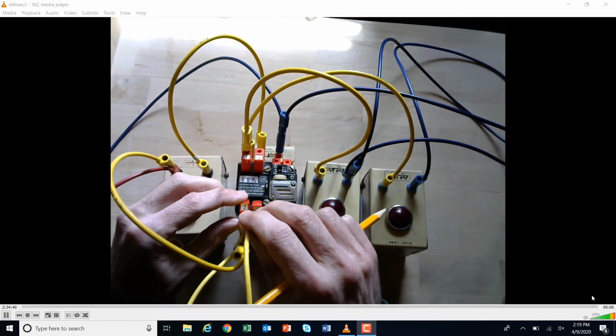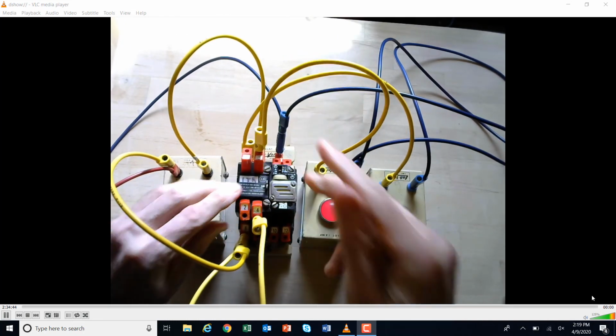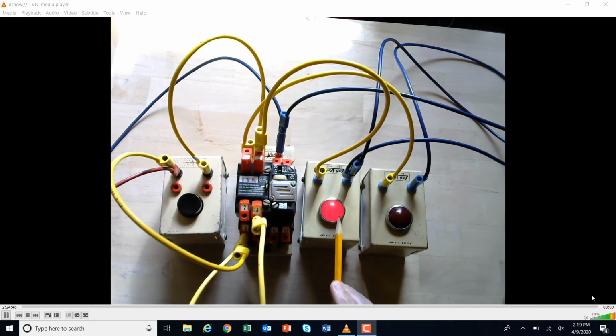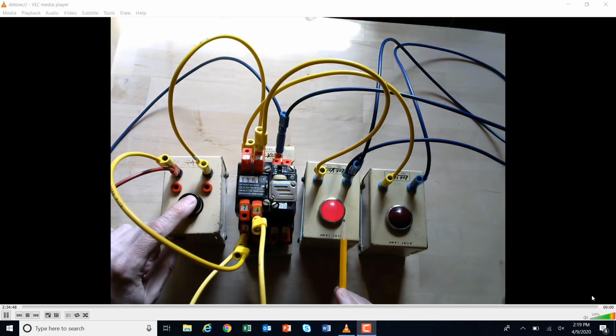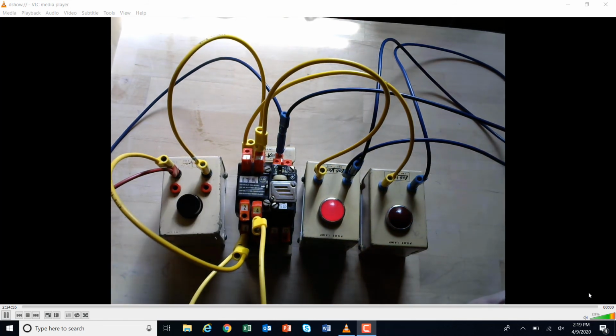Remember, I could also go with my closed contacts on my timer here instead of my open contacts, in which case this is always on. And when I hit the timer, instantaneous, timed off. Okay? So there's your basic timer operation.